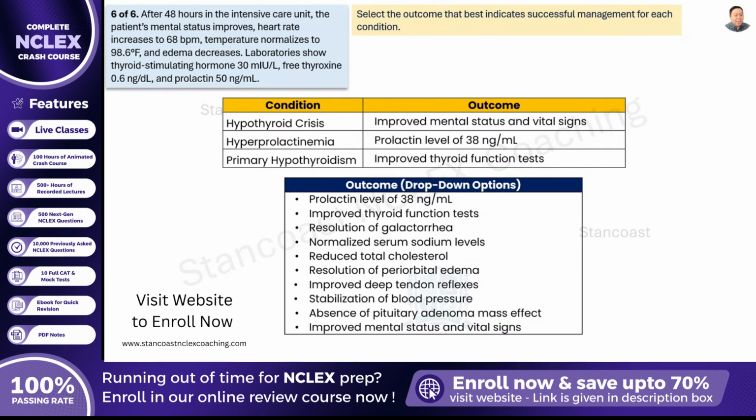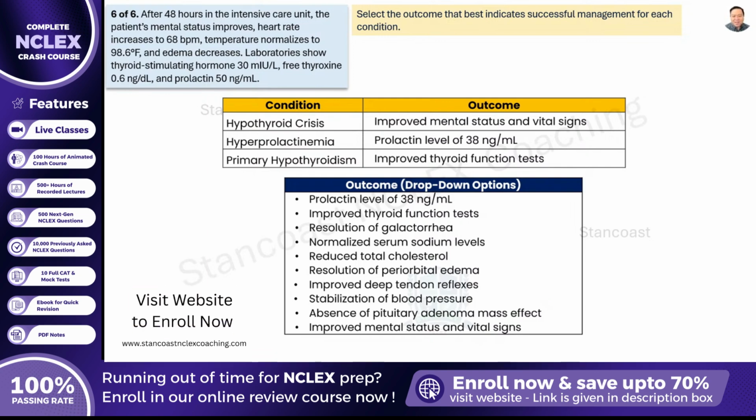Now, if you selected improved mental status and vital signs, these are more relevant to the hypothyroid crisis. And take note that primary hypothyroidism tends to be more of a chronic issue, and it doesn't usually cause rapid changes in their alertness. So primary hypothyroidism doesn't really cover the crisis right now, and so these two are totally different conditions.